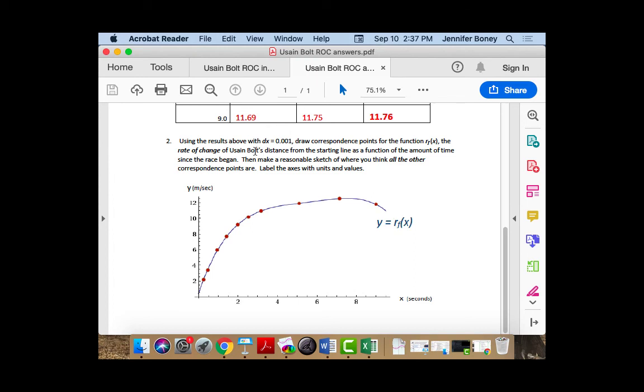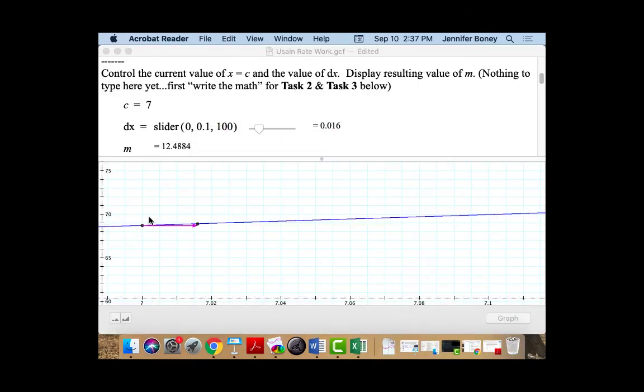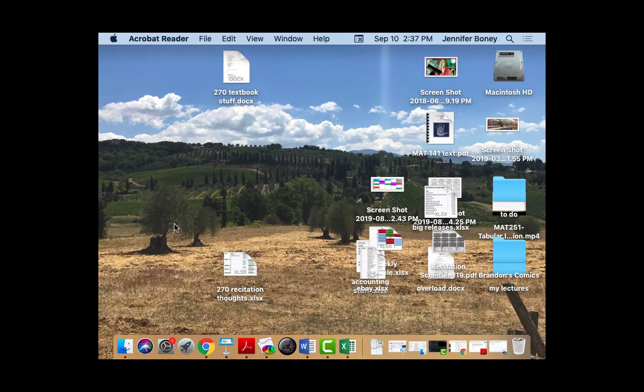So, just as kind of a preview of where we're going next, we're done with Usain Bolt for right now, but we will get back to him because he's the meaning of physics and math, I'm pretty sure.